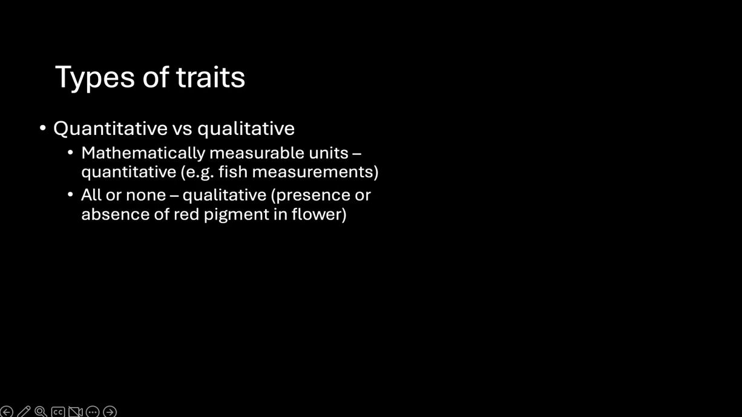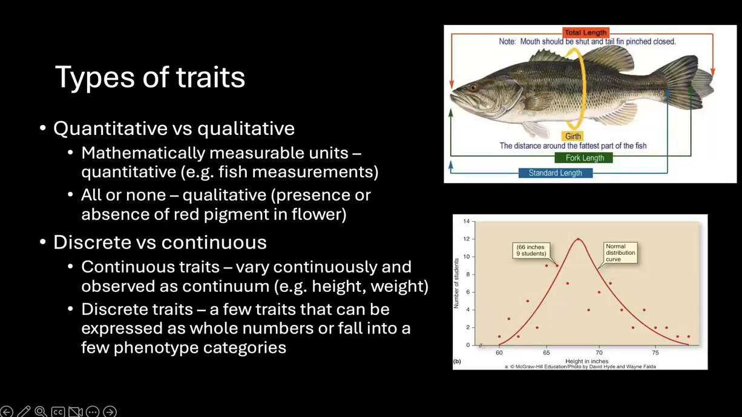In addition to quantitative traits, some traits are qualitative. These are traits that involve a presence-absence of a feature rather than any sort of measurement. Quantitative traits are any traits that have mathematically measurable units. These can be continuous, meaning that they vary continuously, or discrete traits, which are expressed as whole numbers or fall into specific phenotypic categories.